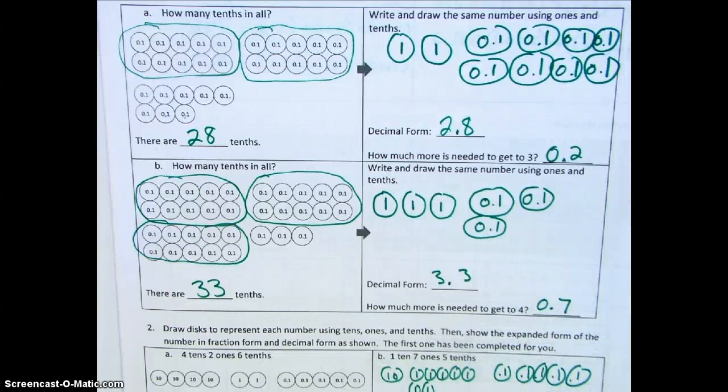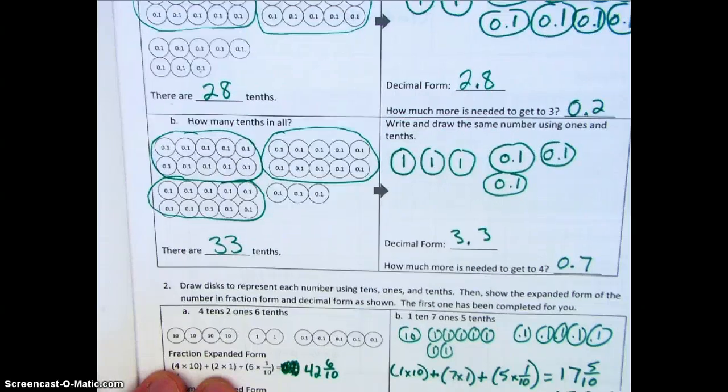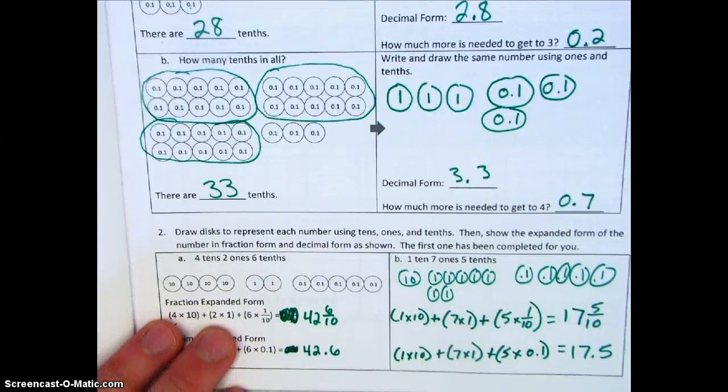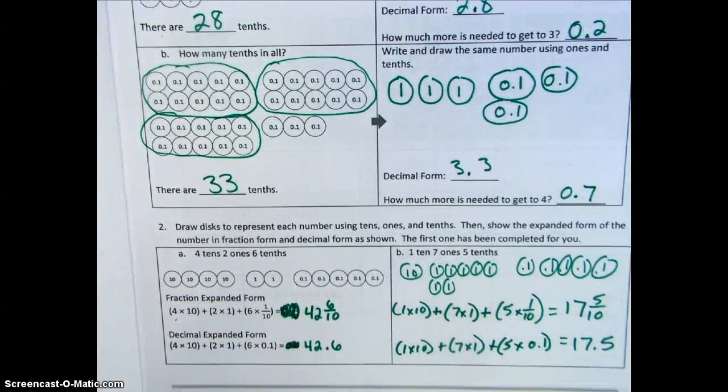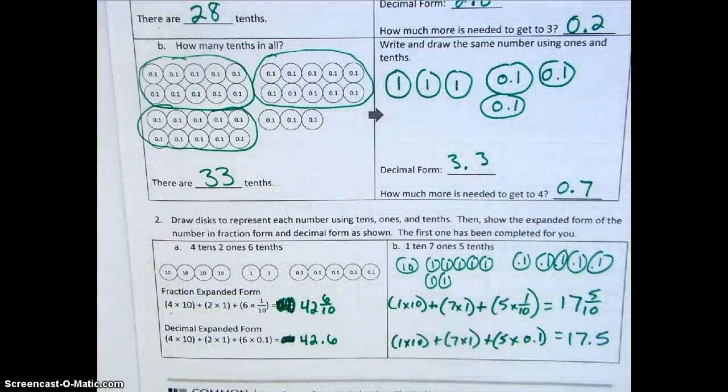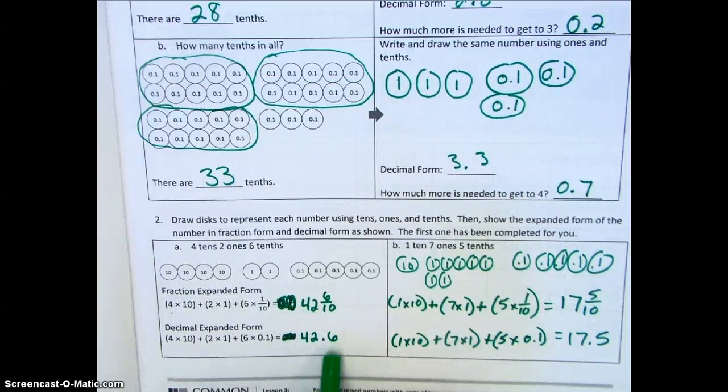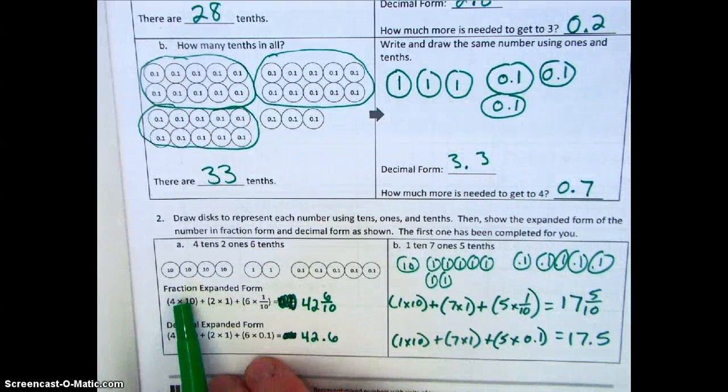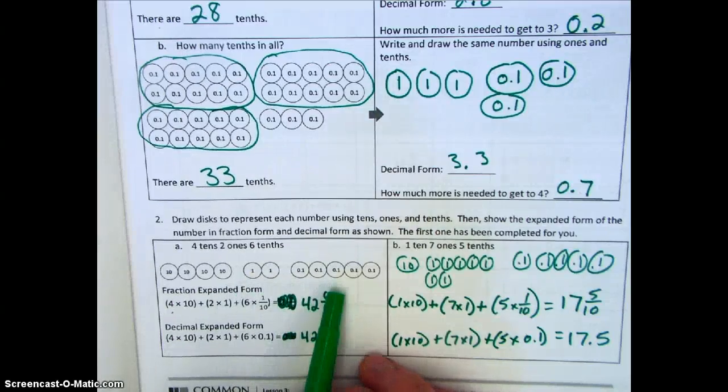Okay. Now, moving on to the bottom, you can see that we're going to draw number discs to represent using tens, ones, and tenths. We're going to show the expanded form of the number in fraction form and decimal form as shown. And the first one's been done for us. Notice we have to make a little correction down here though. So we have 4 tens, 2 ones, and 6 tenths.